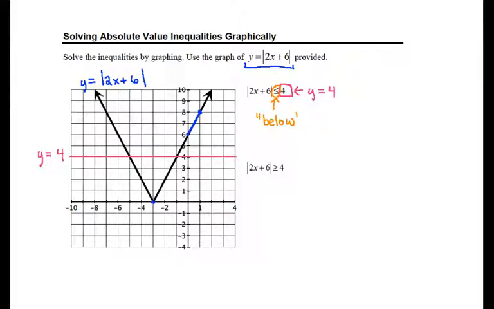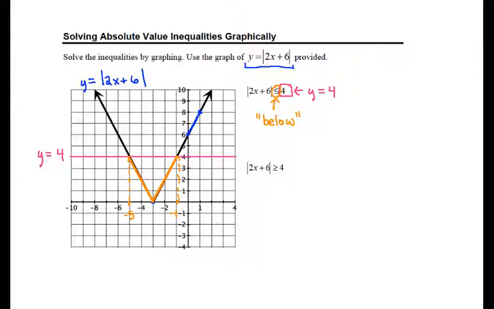That tells me that the solution to this inequality corresponds to the part of the V that is below the line. That would be this segment here and this segment here, which are connected. If I drop those down to the x values that form the endpoints, it looks like it starts at -5 and continues to -1.